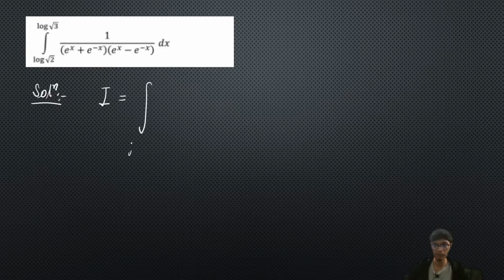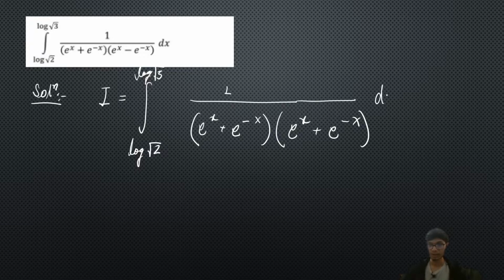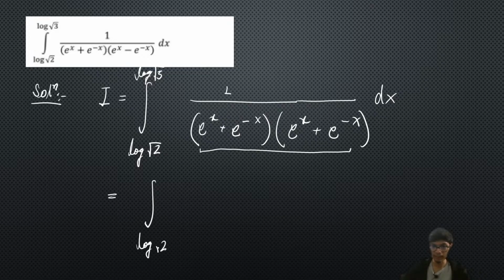The integral is from log root 2 to log root 3, and the integrand is given as 1 upon e to the power x plus e to the power minus x, multiplied with e to the power x plus e to the power minus x, dx, right? First of all, let us see how we are going to solve this. If we simply multiply this part, let us see what we get. We'll later put the limits.